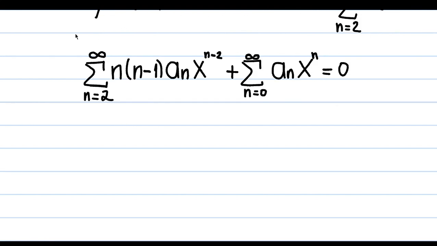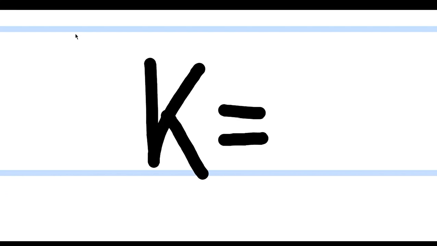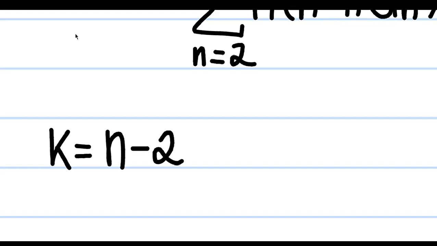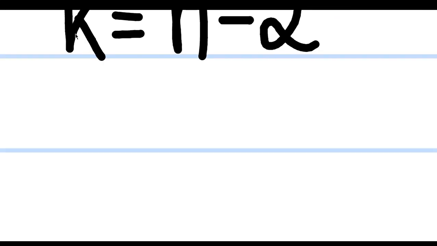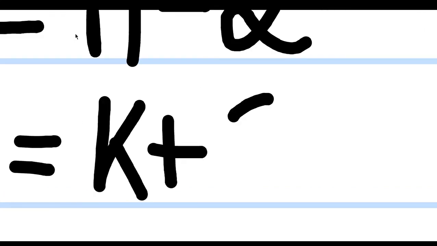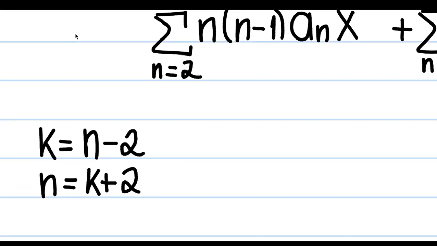And to combine the two series, we need to rewrite them with the same power. And to do that, I'm going to do an index change, which is k is equal to n minus 2, and solving for n would be n is equal to k plus 2. So this is my index change.